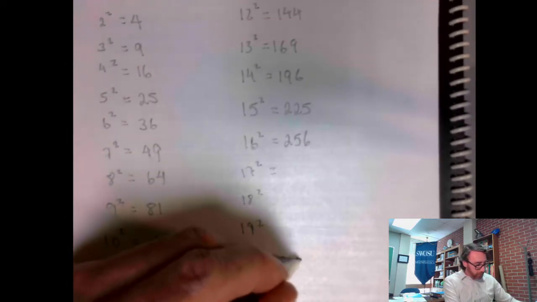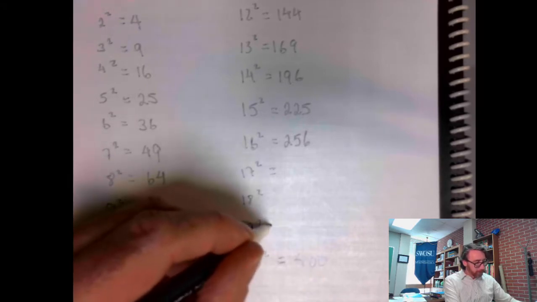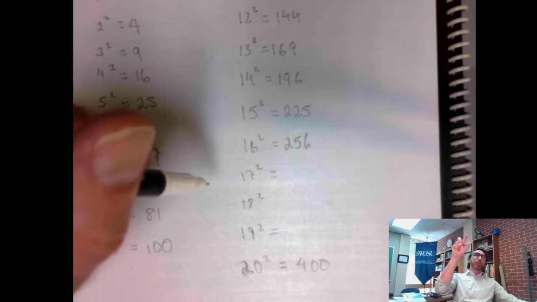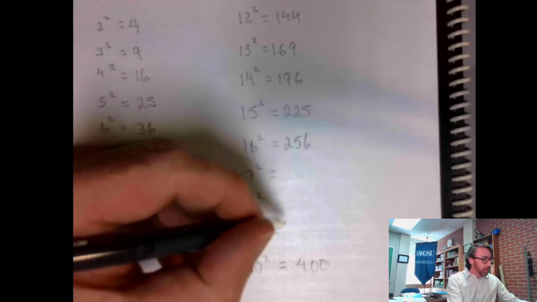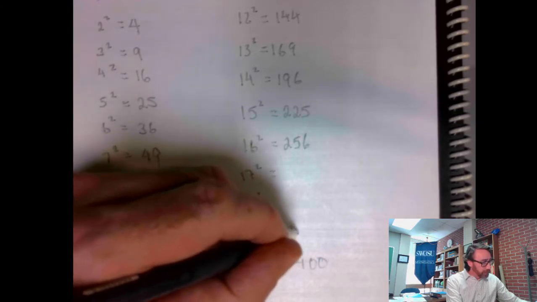Okay, I'm good at this one here. 20 squared, that's an easy one. 20 squared is 400. Okay, 19 squared. Let me think here. So that'd be 20 squared minus 40. So that'd be 400. 19 squared is 361.